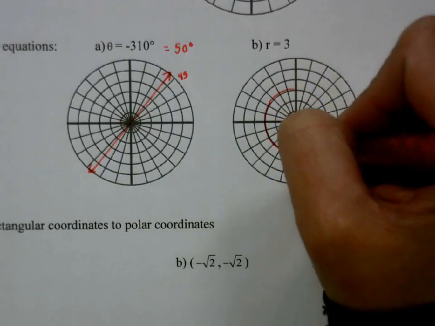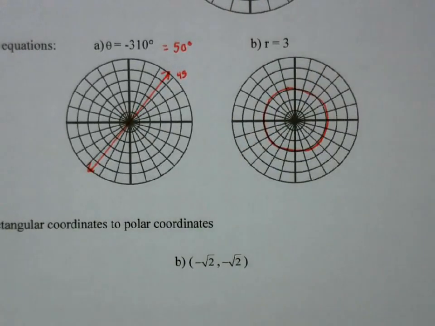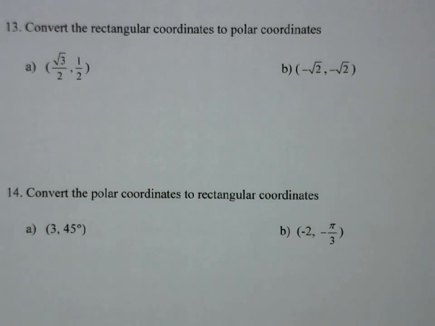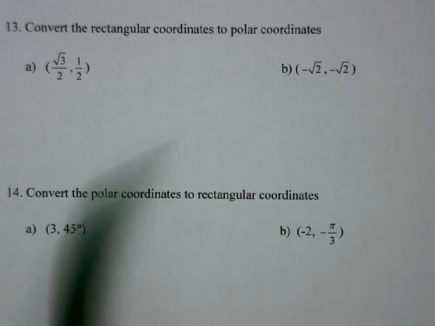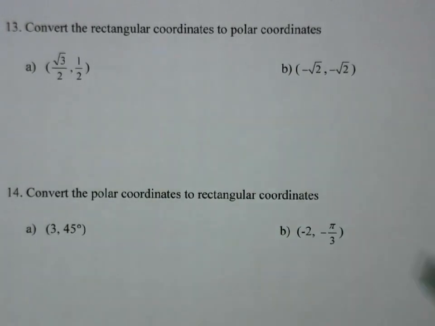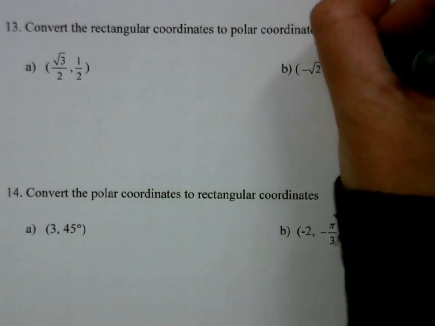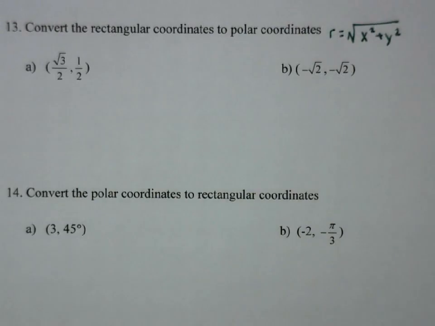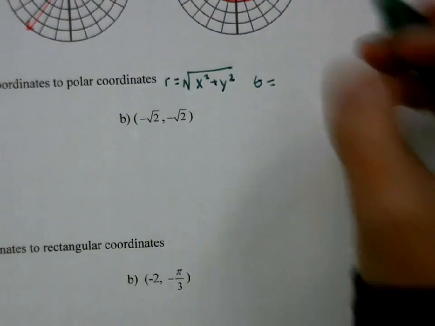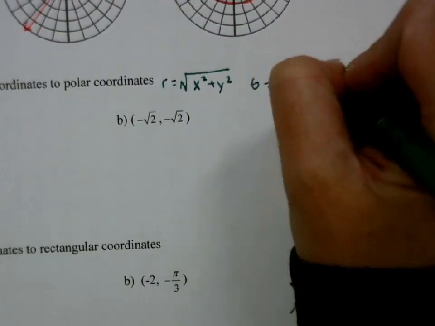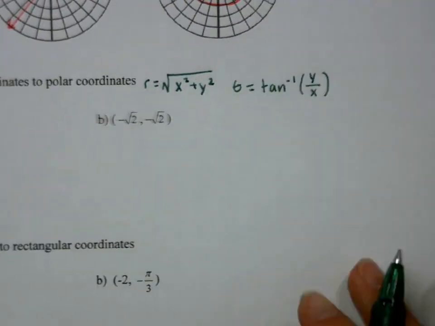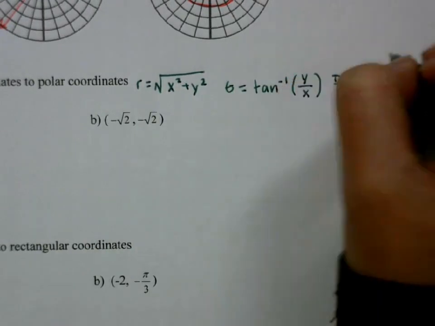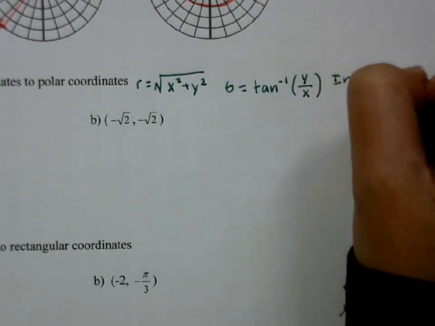Okay, next we're going to be converting between rectangular coordinates and polar, and we're going to look both directions. So going from rectangular to polar, the R value is going to be the square root of x squared plus y squared. Theta is going to be the tangent inverse of y over x in the correct quadrant. So let's do some of these.